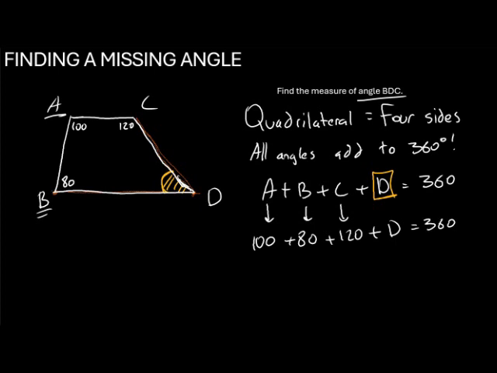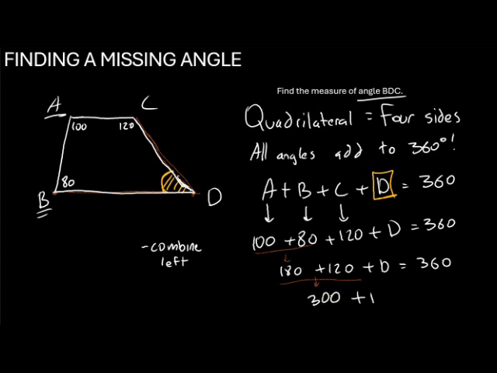Now we're going to combine the numbers that we do know. So we'll look on the left side, and we'll take 100 plus 80 plus 120. 100 plus 80 would give 180. We'll rewrite everything here, and we'll just combine the 100 plus the 80. Then we can combine the 180 plus the 120. If we add those together, we get 300. Then we'll say plus D still, and then we'll say equals 360.